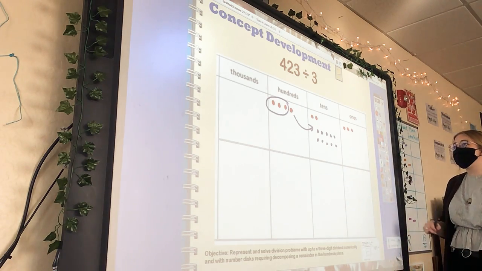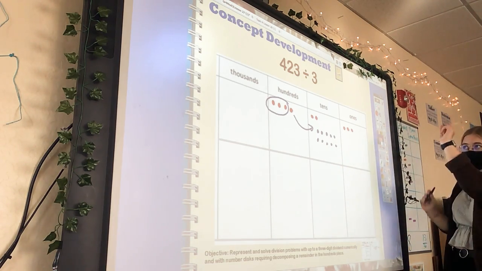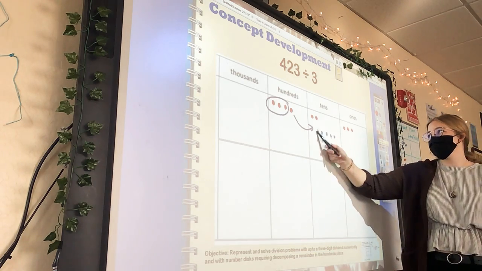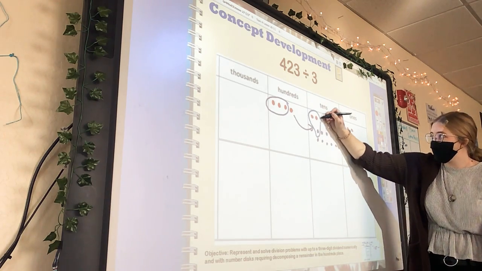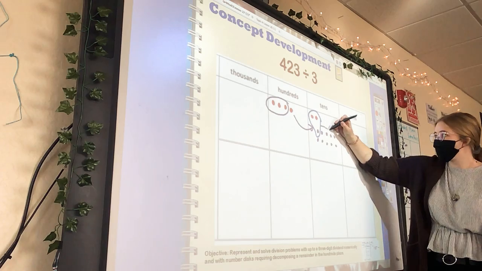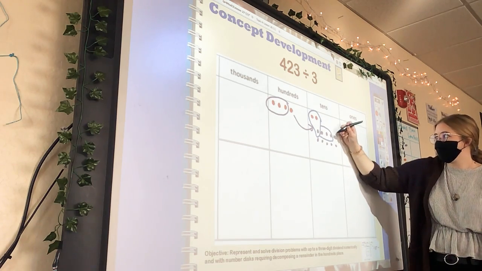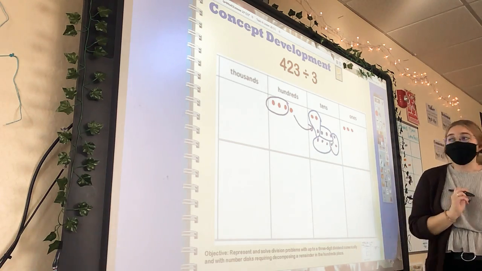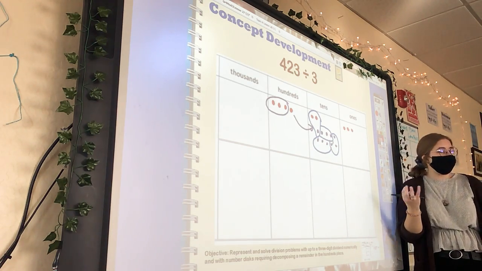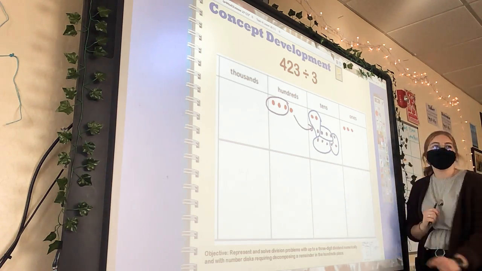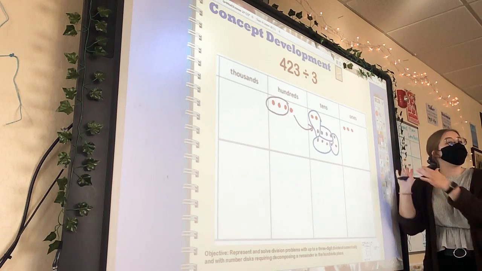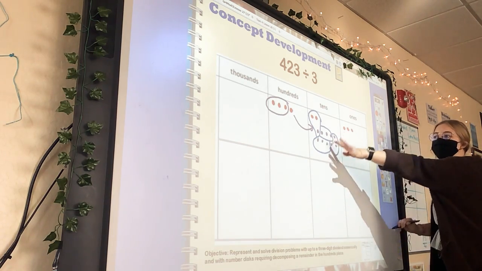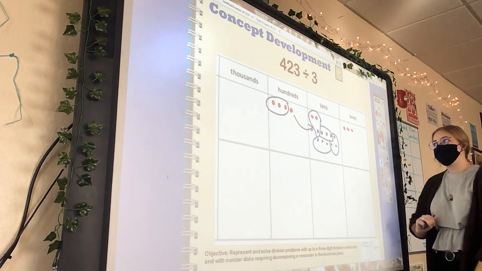I'm still dividing by 3, so I'm still going to count groups of 3 and circle them. So 1, 2, 3, circle it. 1, 2, 3, circle it. 1, 2, 3, circle it. 1, 2, 3. Nice. So I used all of them, which is cool. Do I have to move anything over to the ones? No. So I can just move on. I've circled my groups of 3.